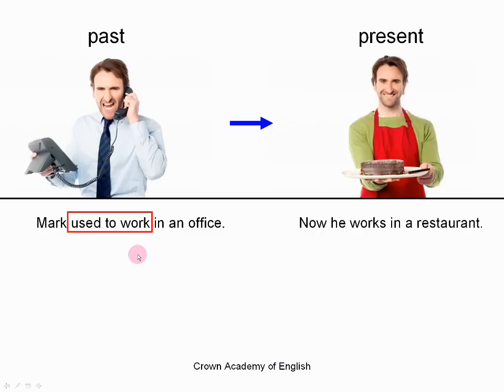So this is the structure that we are looking at in today's lesson. This is the used followed by the infinitive. So we have the word used, and then we have a verb in the infinitive form. The infinitive form of a verb is the word to and then the base form, to work.